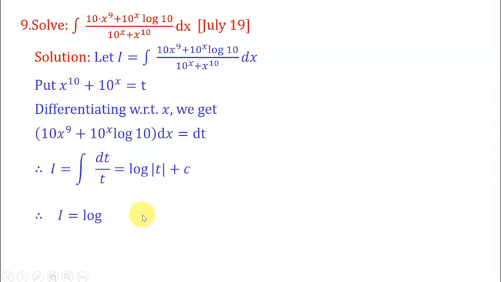Now resubstitute the value of t. What is the value of t? That is x raised to 10 plus 10 raised to x. And hence this is the answer, that is I equals log of mod of (x raised to 10 plus 10 raised to x), mod complete, plus c.